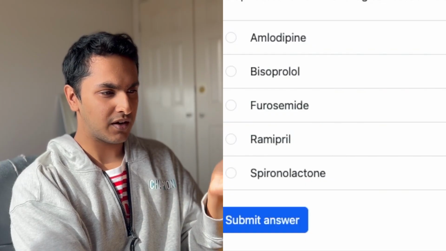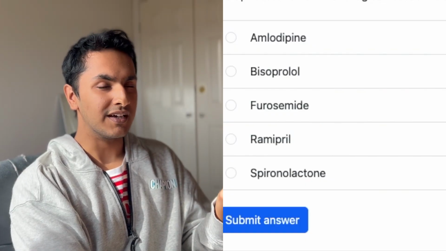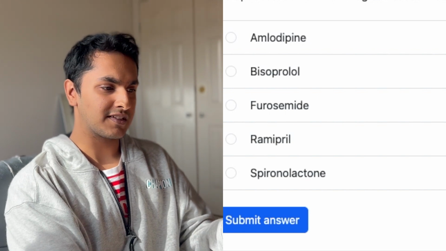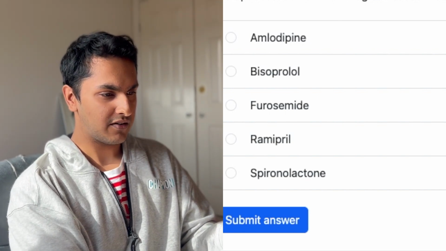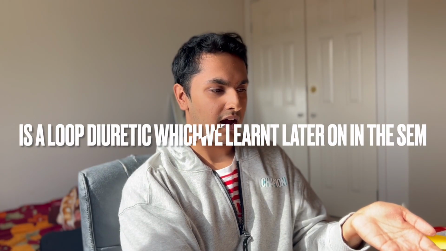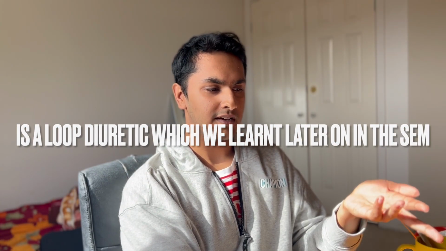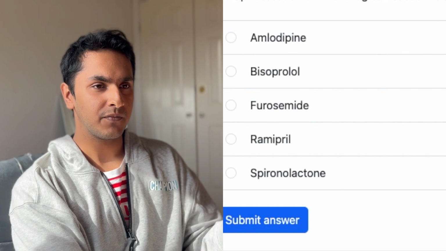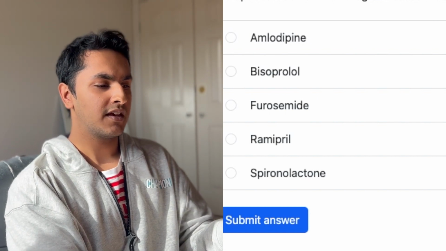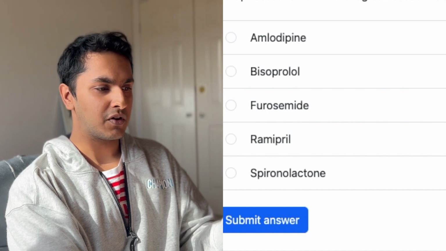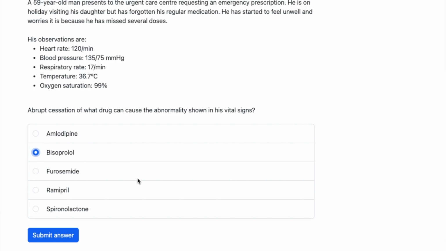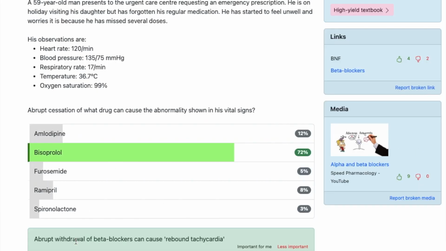Amlodipine is a calcium channel blocker, can lower it. Bisoprolol is also a beta blocker because it ends in -olol. If you stop that, it can also increase your heart rate. Furosemide, I haven't heard of that. Ramipril is an ACE inhibitor, which is for controlling your blood pressure, and I haven't heard of the last one. So to be on the safest side, I'm going to pick a beta blocker, and we will see. And that should be right.